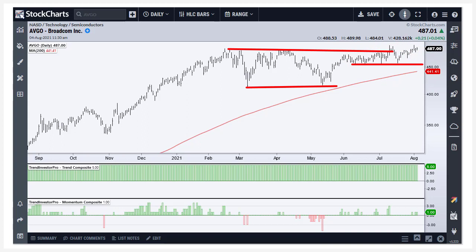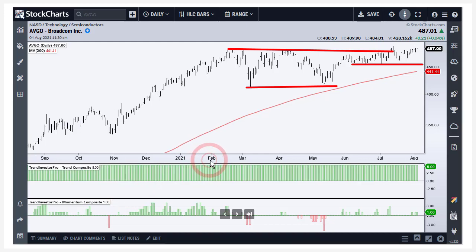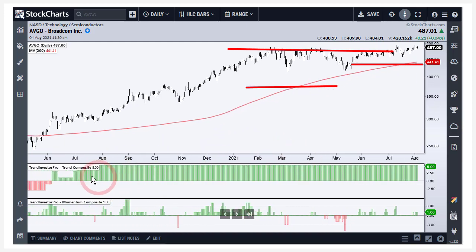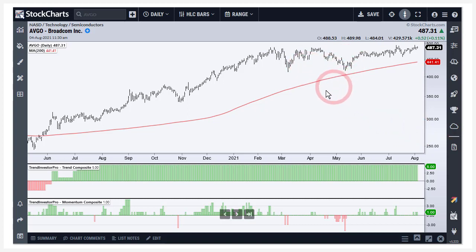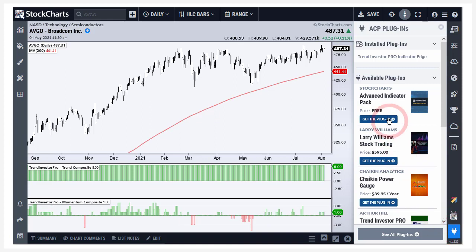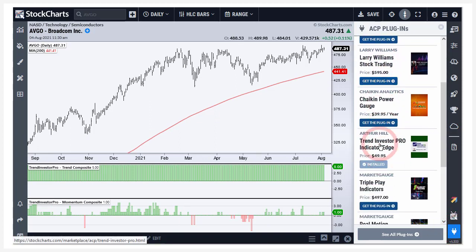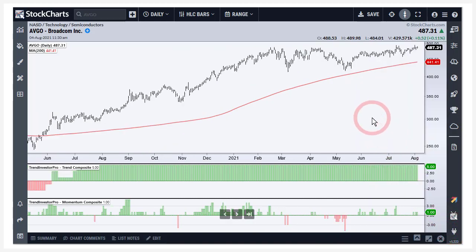And if you're wondering, the indicators are the trend composite, which has been green for quite some time. I can back this out and you can see. So there's when the trend composite indicator turned bullish in June. And then the momentum composite is used to identify oversold conditions when the bigger trend is up. I need to erase those bars. And if you want to know more about these indicators, they're part of the Indicator Edge plugin for StockCharts ACP. They're available plugins. And there you can see the Trend Investor Pro Indicator Edge plugin. So check that out if you're interested.